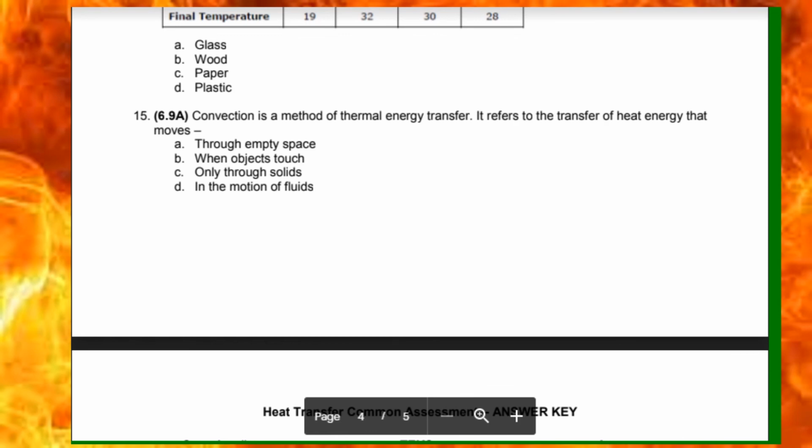Question number 15, 6.9a. Convection is a method of thermal energy transfer. It refers to the transfer of heat energy that moves A, through empty space, B, when objects touch, C, only through solids, D, in the motion of fluids.